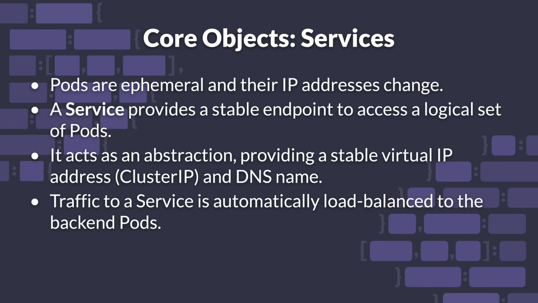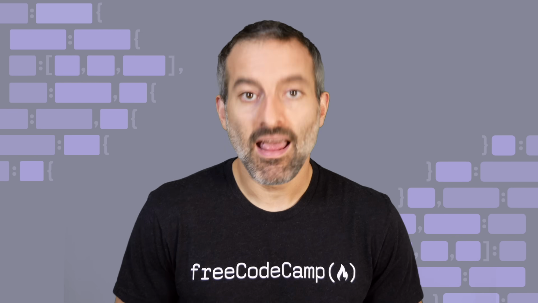Services. Since pods are ephemeral and their IP addresses can change, a service provides a stable endpoint to access a logical set of pods. A service acts as an abstraction, defining a policy by which to access the pods, and provides a stable virtual IP address, or the cluster IP, and a DNS name. Any traffic sent to the service is automatically load balanced to the appropriate backend pods.